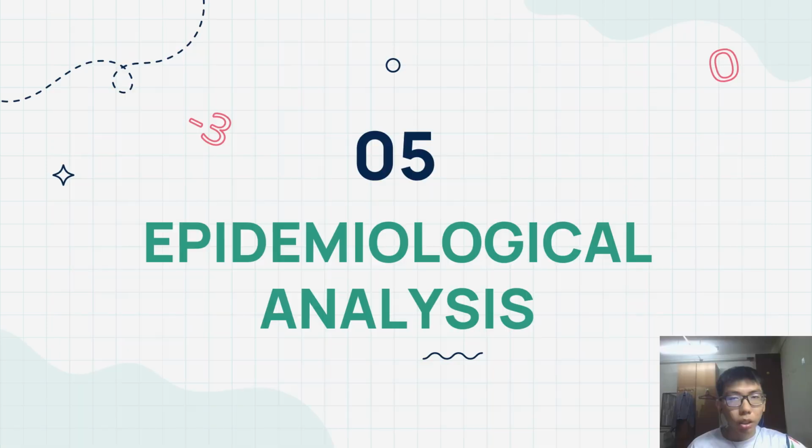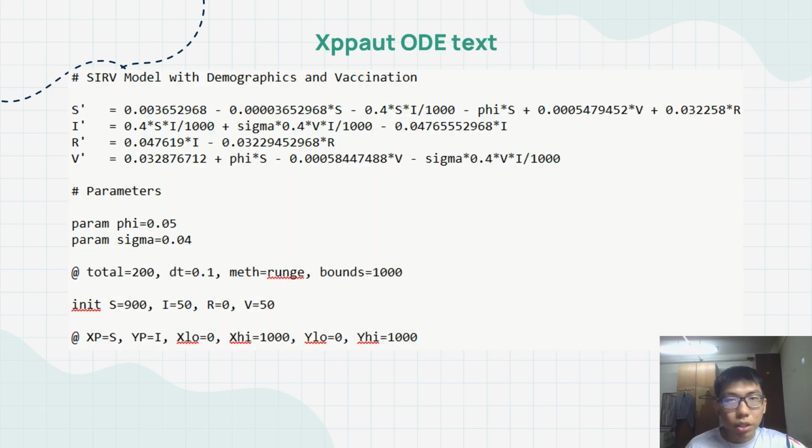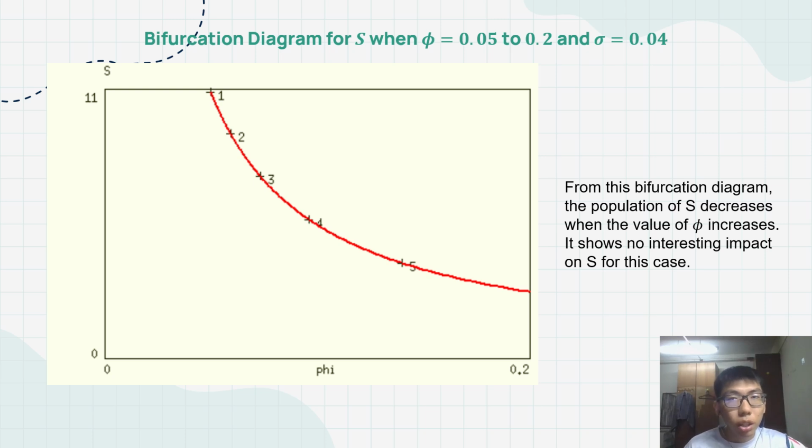Thank you. My name is Lee Wenjun, and now I'm going to talk about the epidemiological analysis. So this is the SIR part, and the initial phi is 0.05 and sigma is 0.04, and we will change it according to different cases. For the first one, phi equal to 0.05 we change to 0.2, and sigma is equal to 0.04.